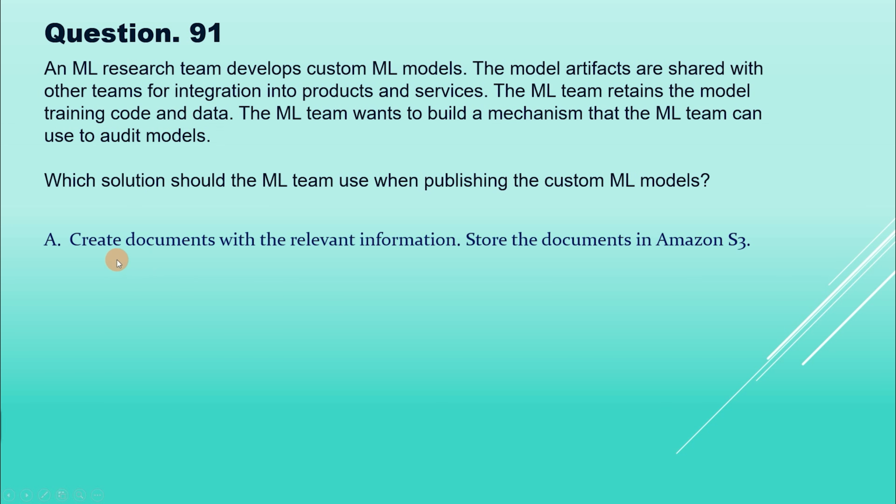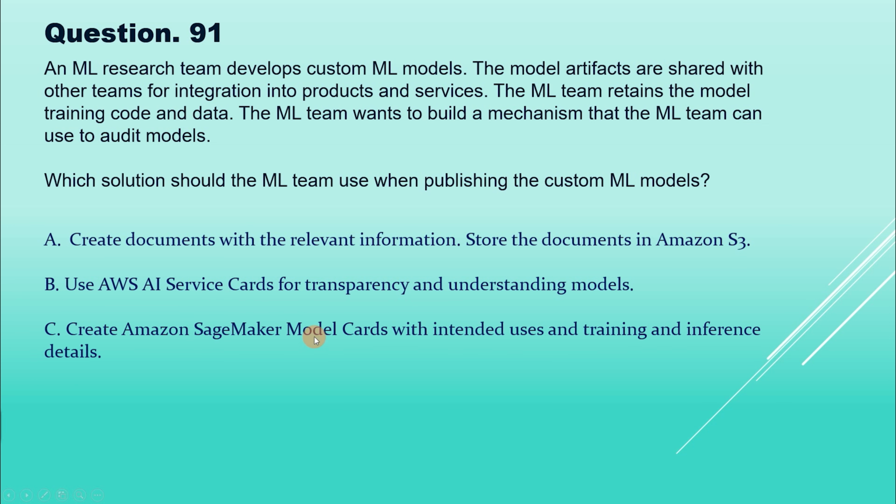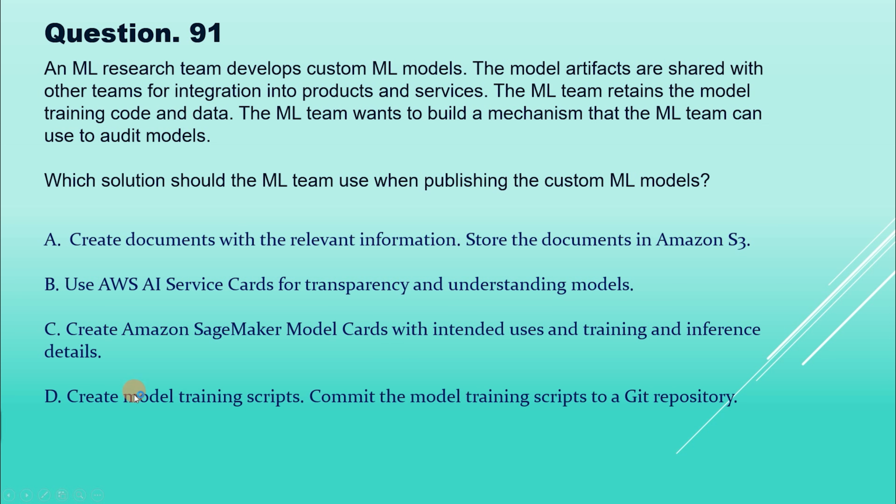And here are the options. Option A, create documents with the relevant information. Store the document in Amazon S3. Option B, use AWS AI Service Card for transparency and understanding models. Option C, create Amazon SageMaker model card with intended use and training and inference details. Option D, create model training scripts. Commit the model training script to a Git repository. Take your time to guess the correct answer here.